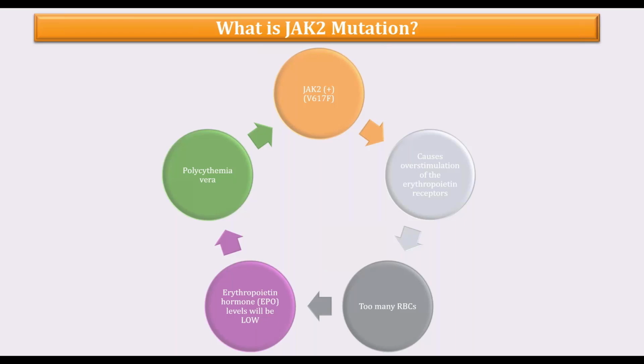So just to reiterate, the JAK2 mutation overstimulates erythropoietin receptors. Now we have far too many red blood cells circulating. So the body shuts down the way that we normally make those red blood cells, causing the EPO level to be low. And then here we have polycythemia vera.